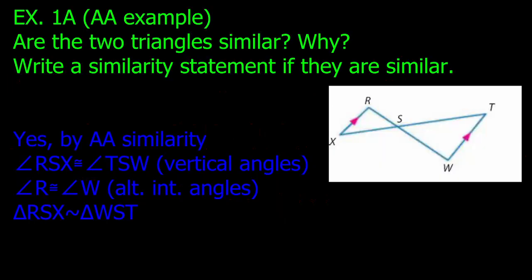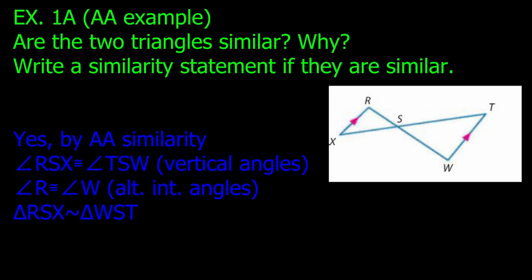First example is an AA example. All the directions will be the same. Are the two triangles similar? And why? Write a similarity statement if they are similar. So here we have two triangles with parallel lines. That means you're going to be using corresponding angles, alternate interior angles, or something like that, because when you see parallel lines, that's what you should think. We've talked about this for a very long time. I know it's been a while since we touched on it, but here it is again.